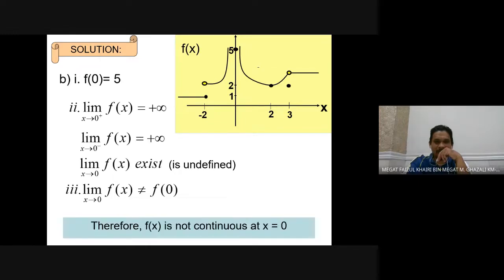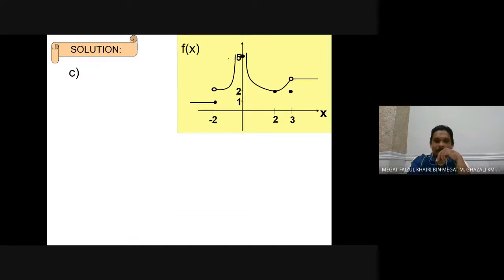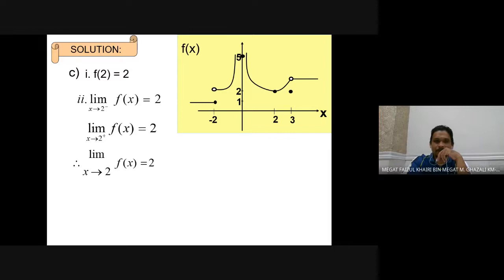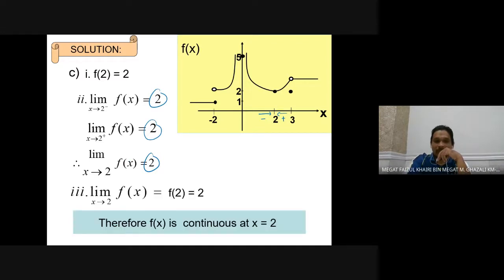Okay, it is undefined, so it's not continuous at x equal to 0. When x approaches 0 from the left and right, we call it positive infinity, so it is not connected directly. And for this one, when x approaches 2 from the left and from the right, both give us the same value. And when x is exactly equal to 2, then y equal to 2, so it's continuous at x equal to 2.